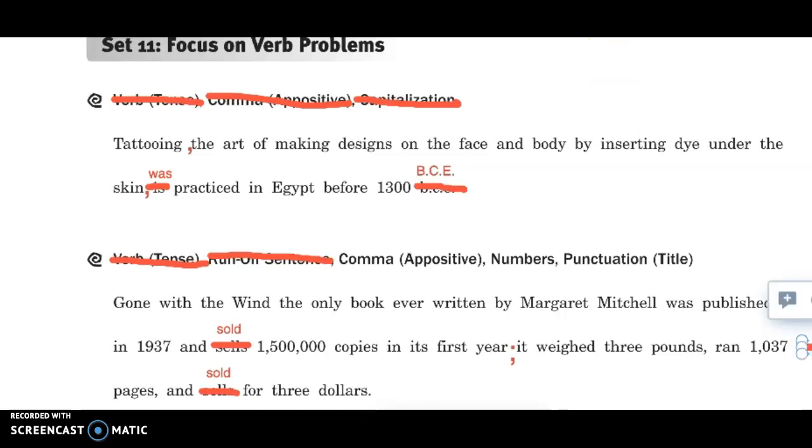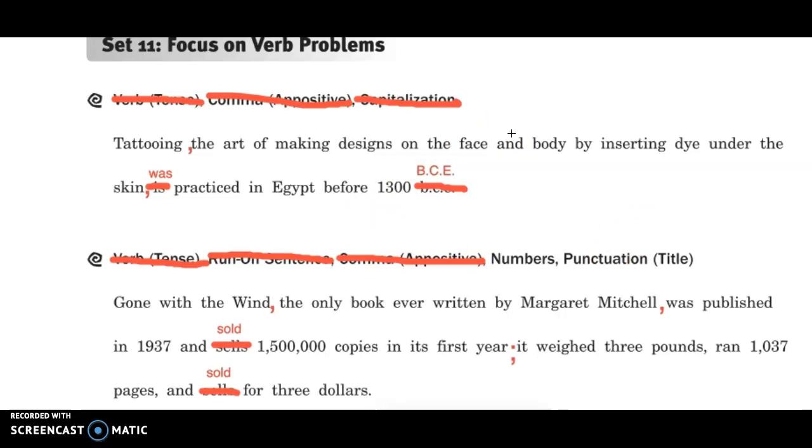Also, if we listen, we can hear that there's pauses there. So I know if I add those commas, the commas are going to be used correctly. I'll add a comma after Wind and a comma after Mitchell. Adding those commas fixes my appositive.